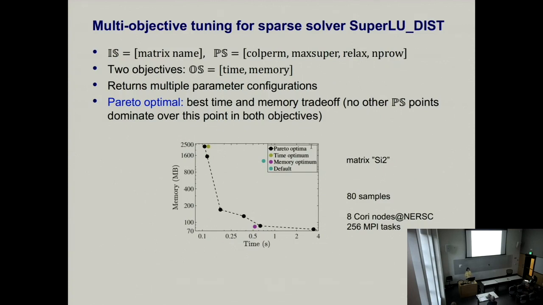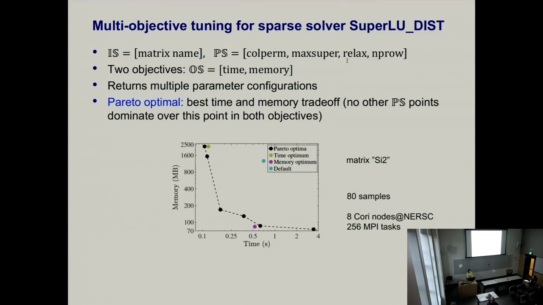So the first example I want to illustrate is actually very interesting. It's a multi-objective tuning of this sparse direct solver. It's Gauss elimination in distributed memory. In this code, the parameter space, currently we look at 4 parameters. One is the column permutation, which reduces fill-in in the LU factor, and the maximum supernode size, and the size of the relaxed supernode, and the number of processor rows. It's, again, a two-dimensional process grid.